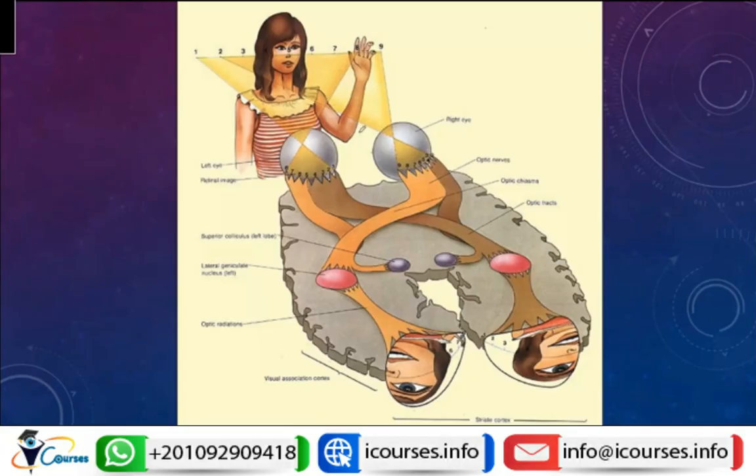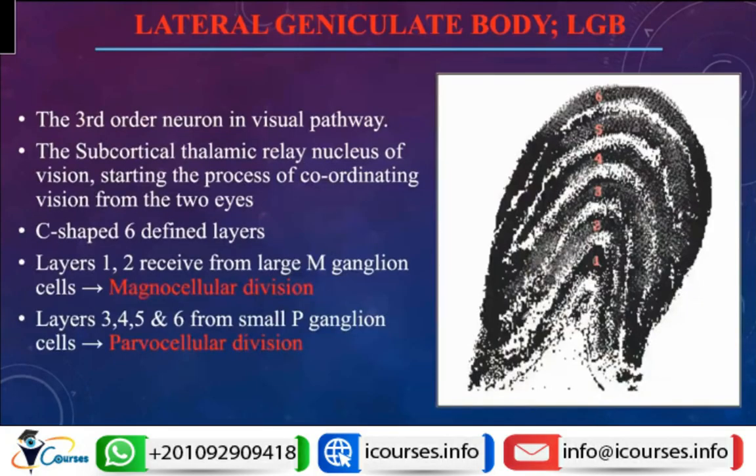So as you can see, the monocular view of each eye will be only for half of the field, not for the full field. So each eye will form only half of the field. The right visual cortex will see the left hemifield, while the left visual cortex will see the right hemifield. This will be the case here. As the fibers pass, they will reach the lateral geniculate body, which is considered the third order neuron in the visual pathway.